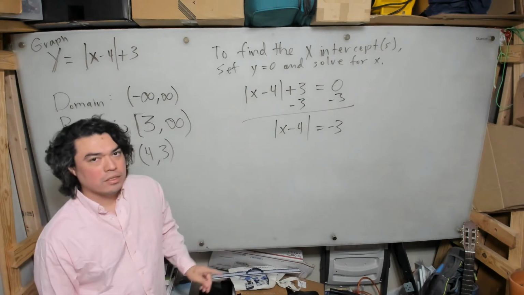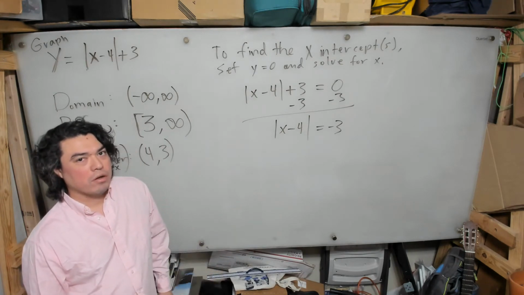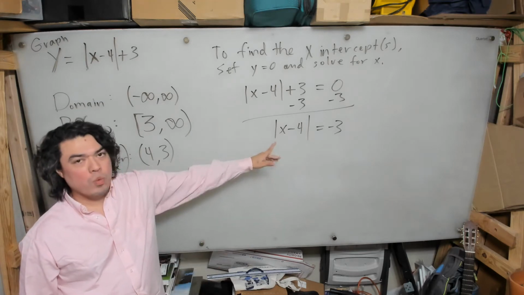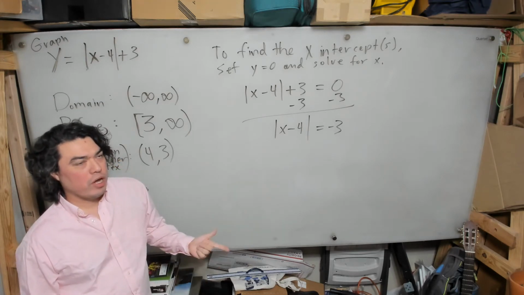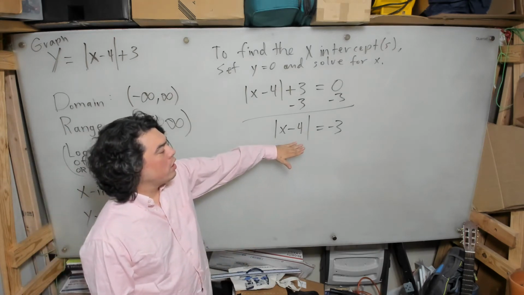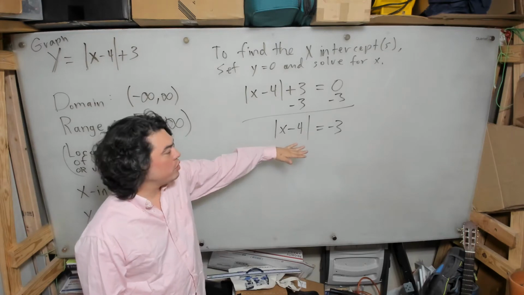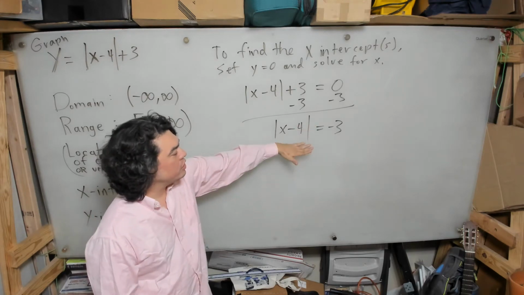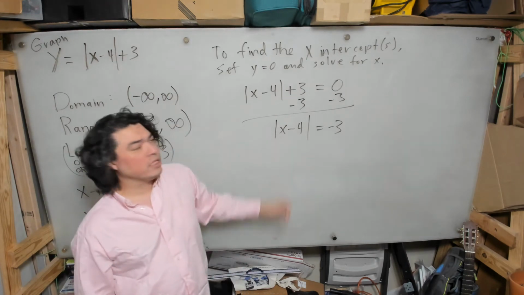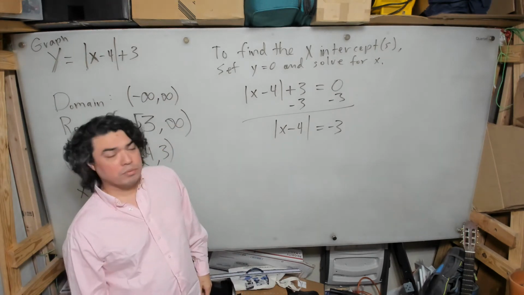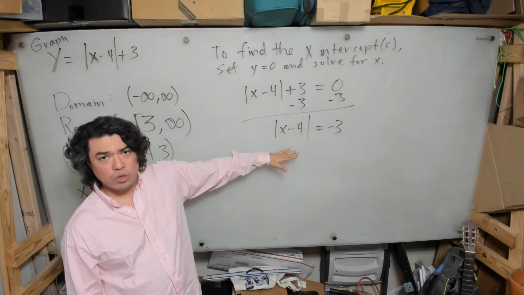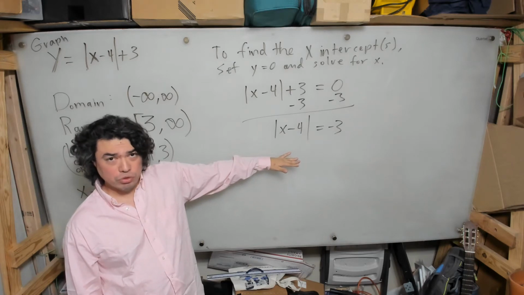Aha! Is there something wrong here? It's interesting. We ask ourselves the question, can an absolute value ever be negative? No. Therefore, there is no value of x which we can substitute into this expression inside the absolute value that would make this equation true, because the absolute value is always positive. And so this absolute value equation has no solution.